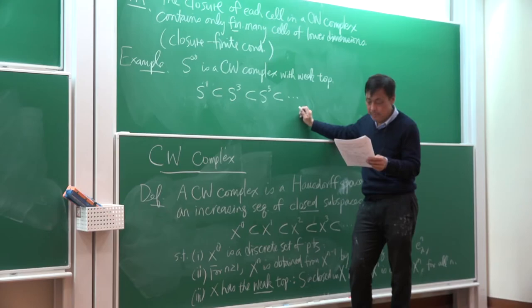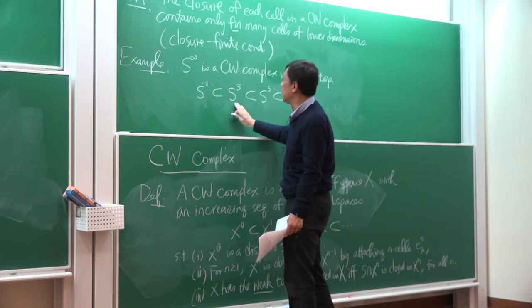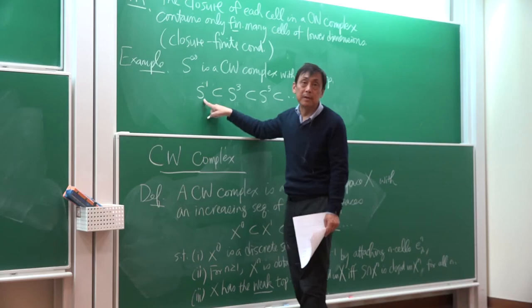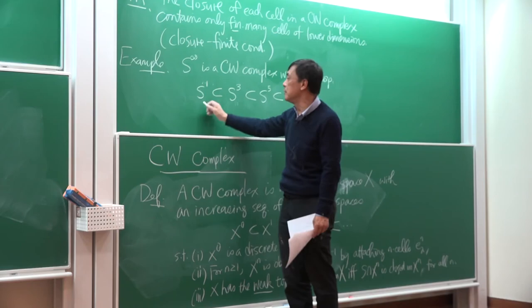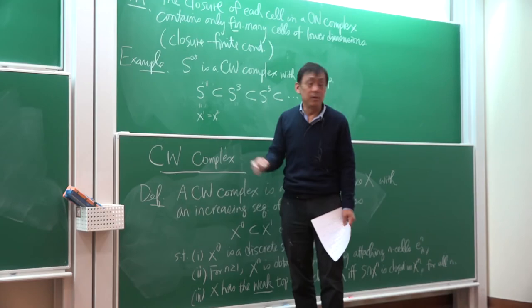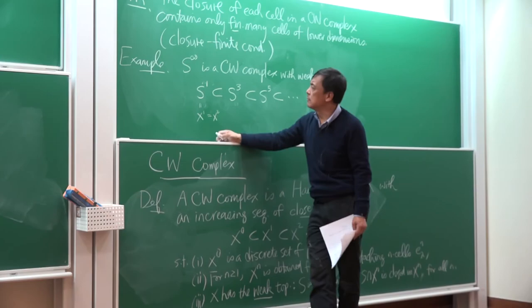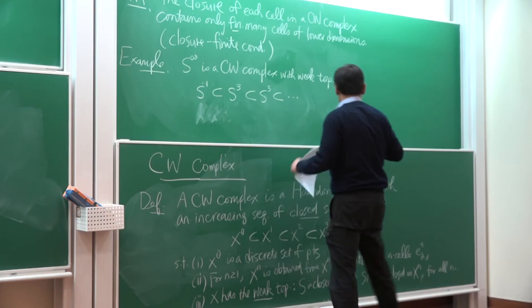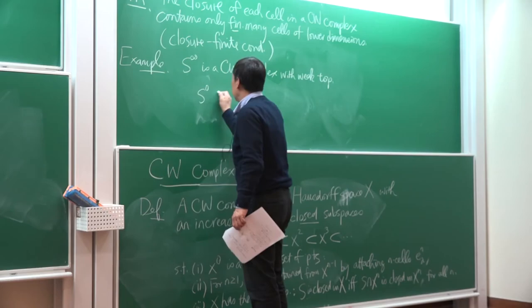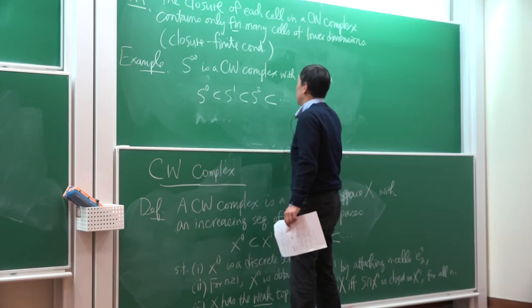And each time, S3 is obtained from S1. We're skipping a dimension. So if you treat this as your X1, then it's also your X2. I actually want to define S infinity as starting from S0, S1, S2.